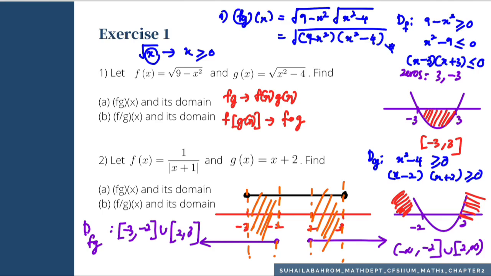Okay, can you try out the question from exercise 1 part 2?